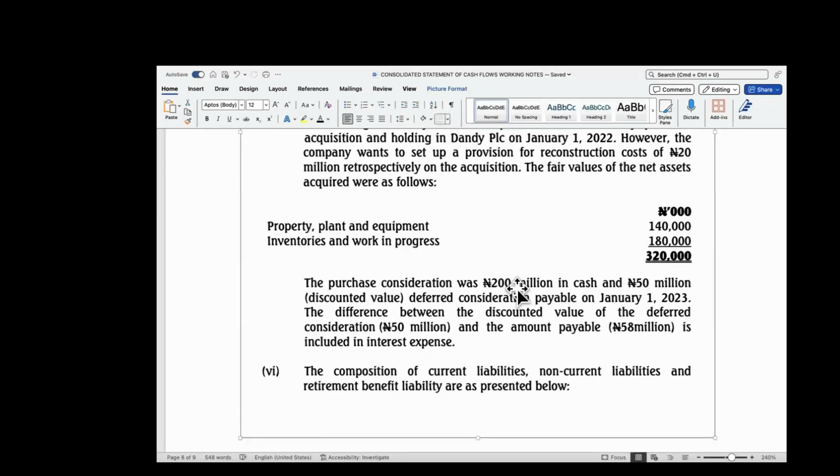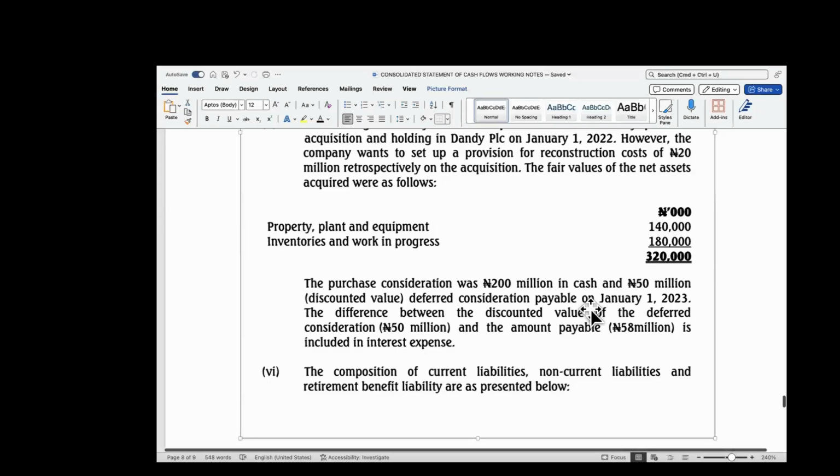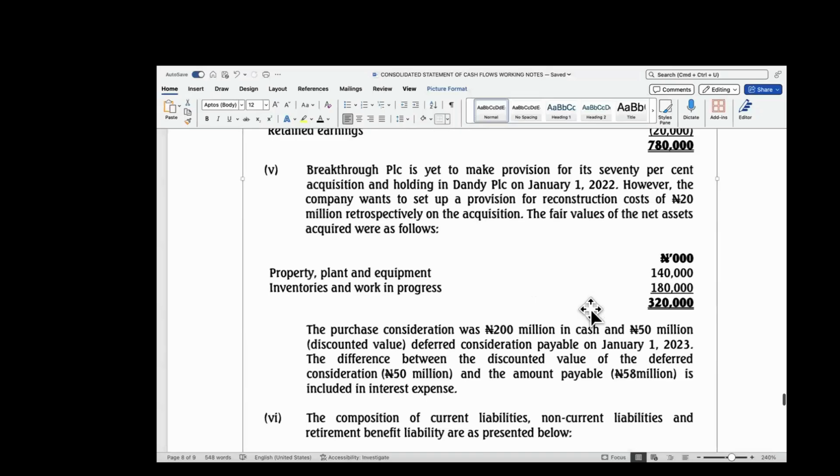They said the purchase consideration was 200 million in cash and 50 million discounted deferred consideration payable next year. The difference between the discounted value of the deferred consideration and the amount payable is included in interest expense. So that means here in note 5, the cash element is the purchase consideration of 200 million. And as part of the assets of the subsidiary that we are acquiring, there was no cash there. So this 200 million is purely cash. This 50 million is a deferred consideration, so no cash effect right now.